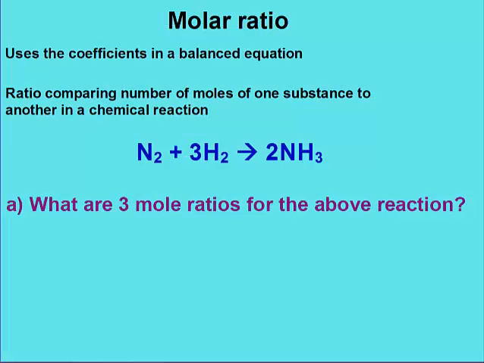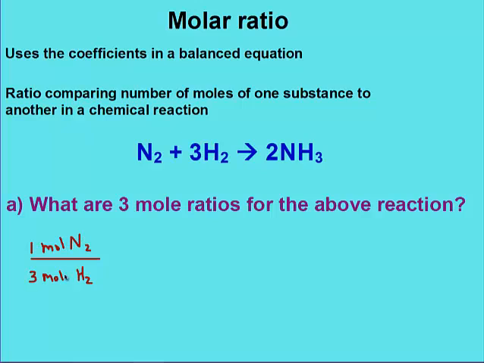A molar ratio or mole ratio uses the coefficients in a balanced equation, and it's a way of comparing the number of moles of one substance to another in a chemical reaction. So we just pick 2 things, nitrogen and hydrogen, or nitrogen and ammonia, and we look at the numbers in front. So if we look at nitrogen and hydrogen, we have 1 mole of nitrogen that would react with 3 moles of hydrogen. So this would be our mole ratio.